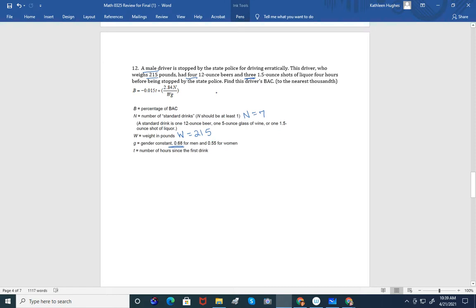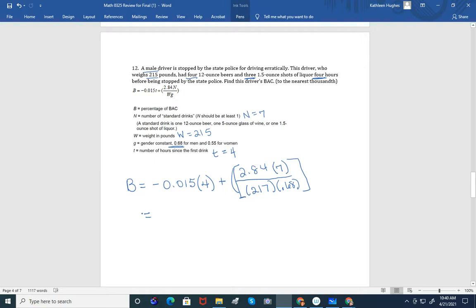And the number of hours since the first drink, they told us shots of liquor 4 hours before being stopped. So that is going to be T equal 4. This is pretty straightforward. We just have to plug everything in and be careful that we're using our calculator correctly. Negative 0.015 times T is 4, plus 2.84 times N is 7, over W was 215, times G is 0.68 for a male. We might want to make this more obvious. This is a big bracket here.